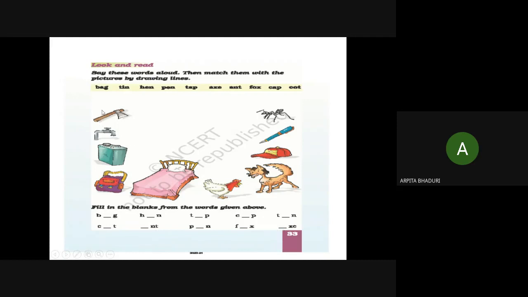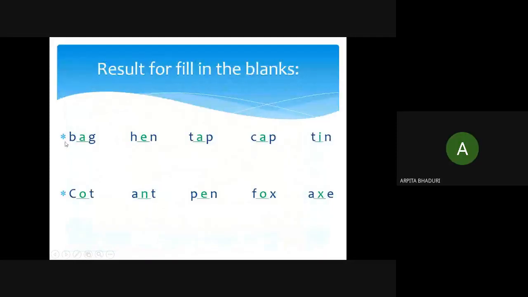Now, the last one, that is dash X-E. What we talked about? A will come. Excellent. You know all the answers correctly. Very good. Thank you. Now, let me see the results. Can you see the letters in the green? Yes, ma'am. These green letters will actually come in the gaps that we just now did. And you said all the answers correctly.